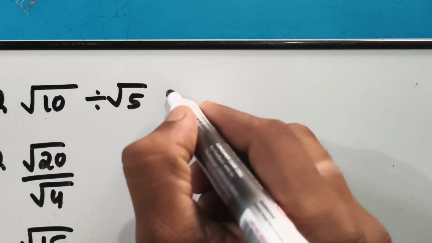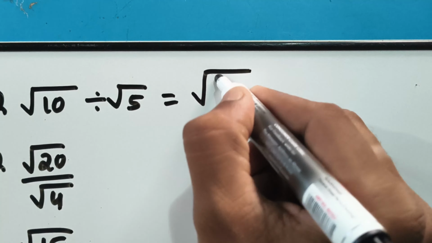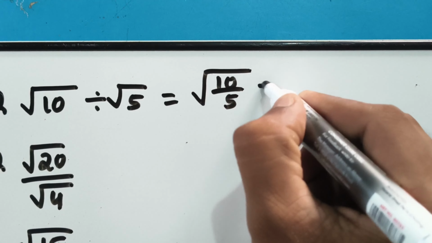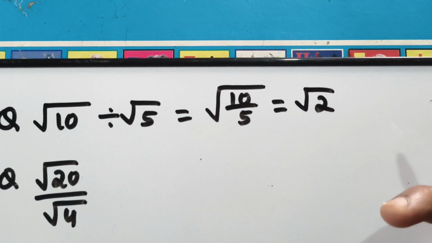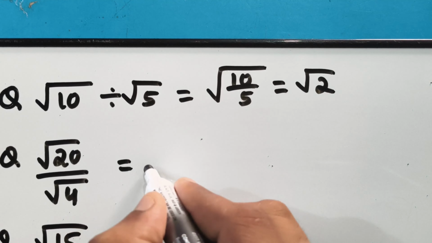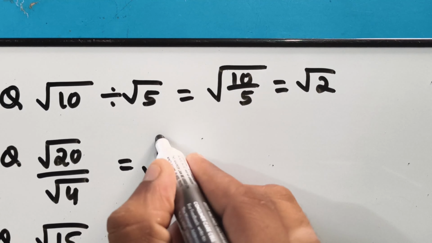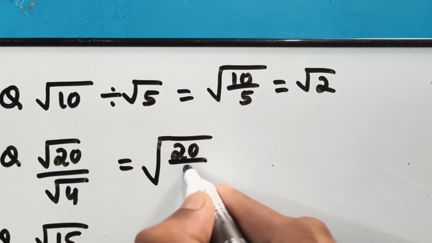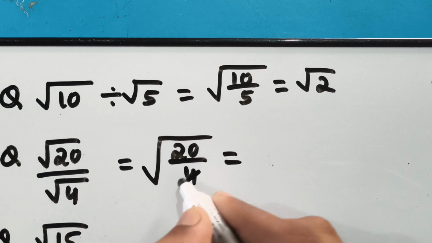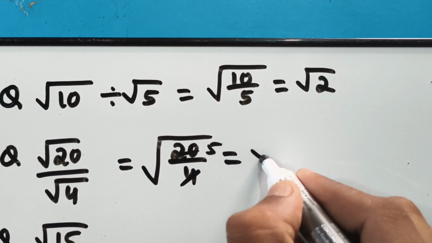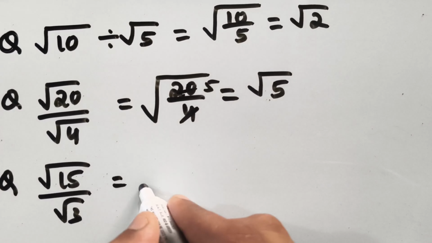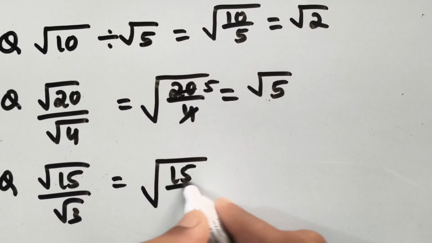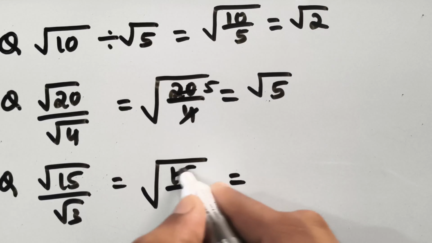Let us see how we solve the question. Root 10 divided by root 5. 10 divided by 5, 5 ones are 5, 5 2s are 10. Root 2. 20 divided by 4. 4 ones are 4, 4 5s are 20. Root 5 is the answer. 15 divided by 3, that is 3 5s are 15. Root 5 is the answer.